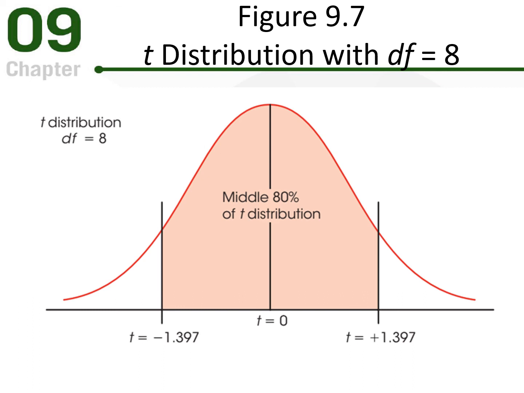So here we calculated an 80% confidence interval, and we're looking up the critical t values. As you can see here, for 8 degrees of freedom, the critical t values are 1.397 and negative 1.397. Those two scores cut off 80% of the distribution, and that's how you would find an 80% confidence interval. Find the boundary points for whatever percent confidence you're looking for.